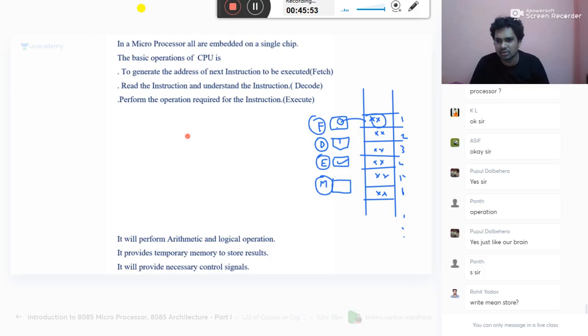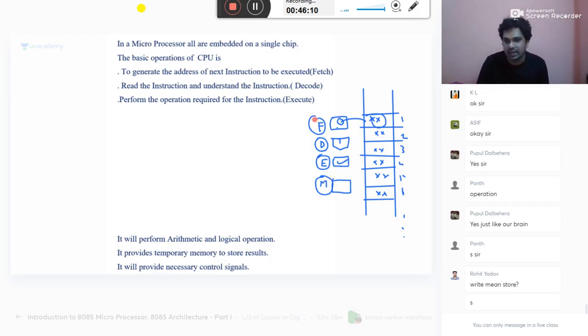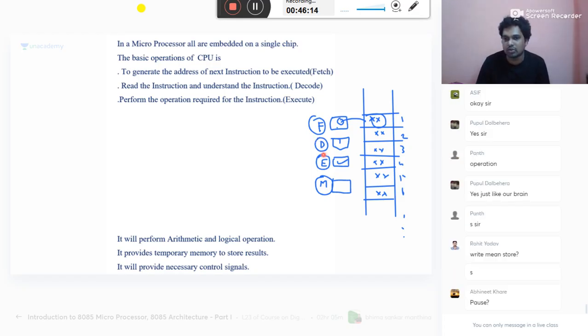What does store mean? M is memory. Memory write back. That is nothing but storing the results. Rohit, is it clear? M for memory. Memory means memory operation. Read it, understand. Then what to do? Execute. Do the job and write the data in the memory.